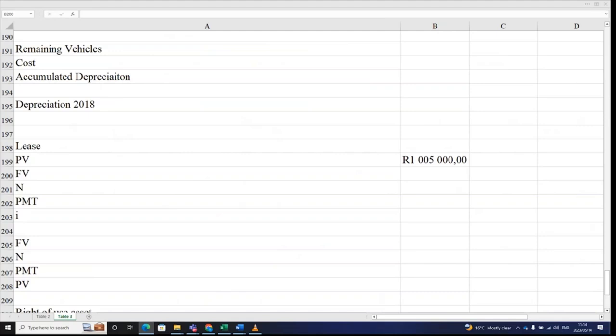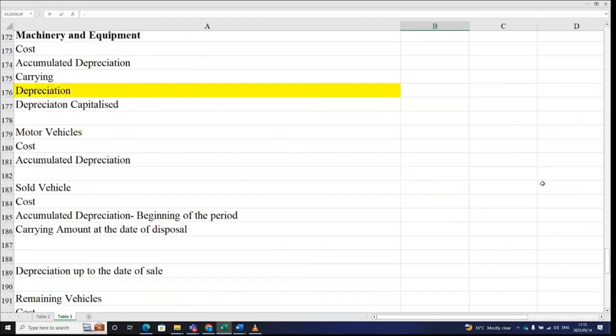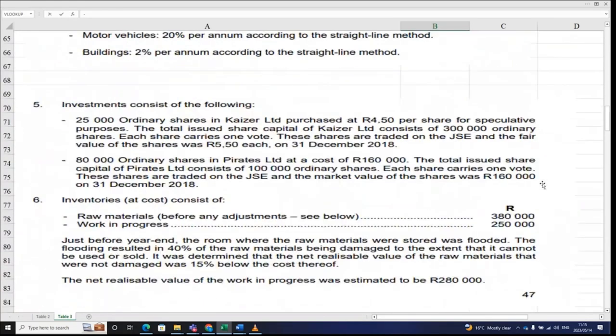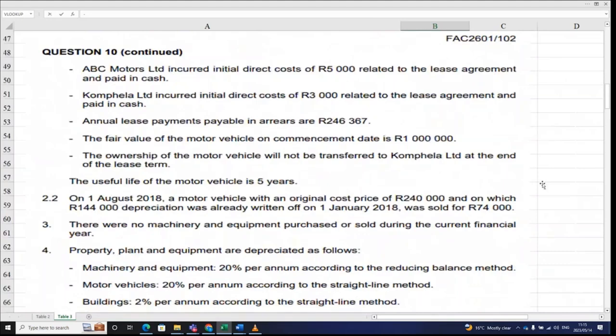The standard defines the unguaranteed residual value as the portion of the residual value of which the lessor is not assured of. So in this case, the residual value of the asset is then 400,000. Okay, right? Then the lease period is 4 years. Okay, then the payment, I think at the top there it was 246,367.